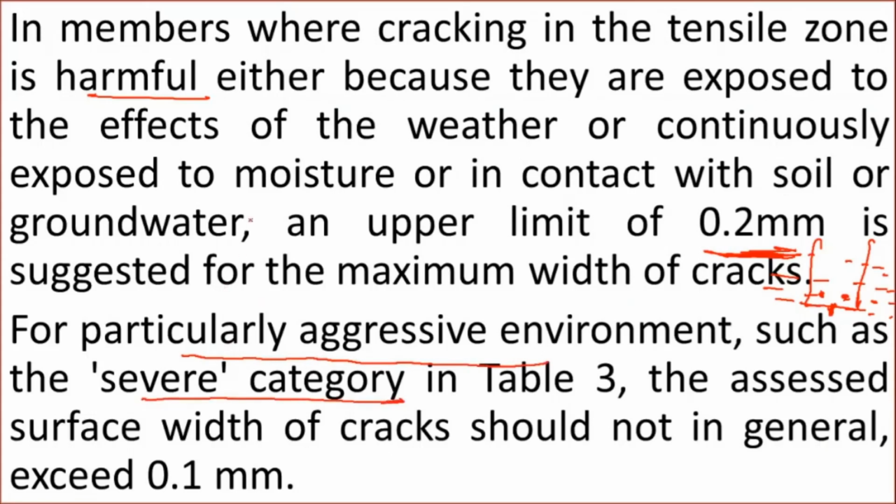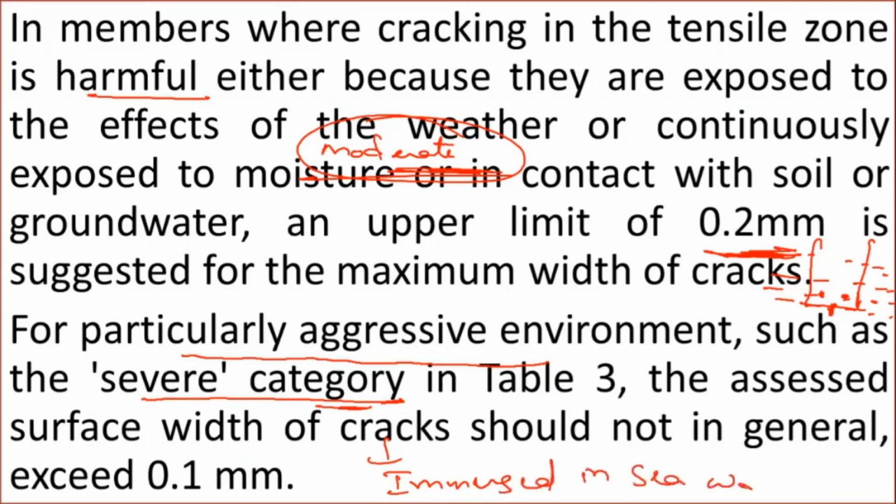Then for particularly aggressive environments such as the severe category. First we have seen the mild one, and this is the moderate category. Now in the severe condition, that means if the concrete is completely immersed in seawater, in such a case, crack width should not exceed 0.1 mm. If the concrete is immersed in normal water, that is the moderate condition, the crack width should not exceed 0.2 mm. But if the concrete is immersed in seawater, then it is highly dangerous. So in that case, crack width should not exceed 0.1 mm.